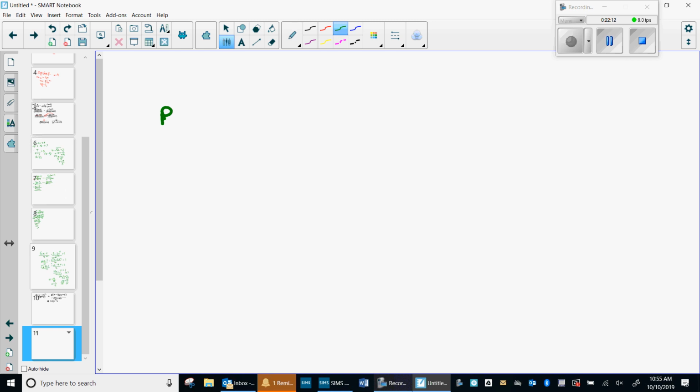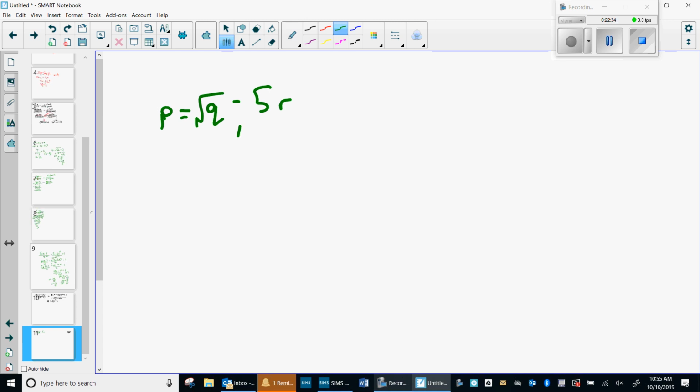So P equals the square root of Q minus 5R. What are we trying to do with this question? Make Q the subject of the formula. Okay, make Q the subject.